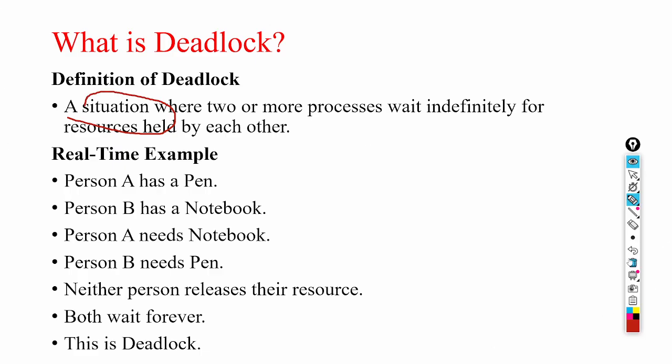I will give one real-time example. Person A has a pen, and person B has a notebook. Person A already has a pen, but person A needs the notebook. Person B already has a notebook, but person B needs the pen. If neither person releases their resource, they will both wait forever. So this we call a deadlock.